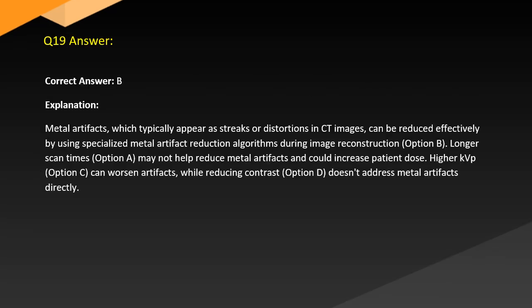Answer. Correct answer: B. Explanation. Metal artifacts, which typically appear as streaks or distortions in CT images, can be reduced effectively by using specialized metal artifact reduction algorithms during image reconstruction. Option B. Longer scan times, option A, may not help reduce metal artifacts and could increase patient dose. Higher kVp, option C, can worsen artifacts while reducing contrast. Option D doesn't address metal artifacts directly.